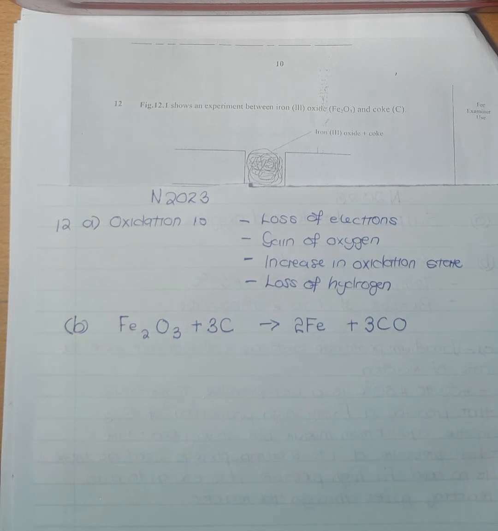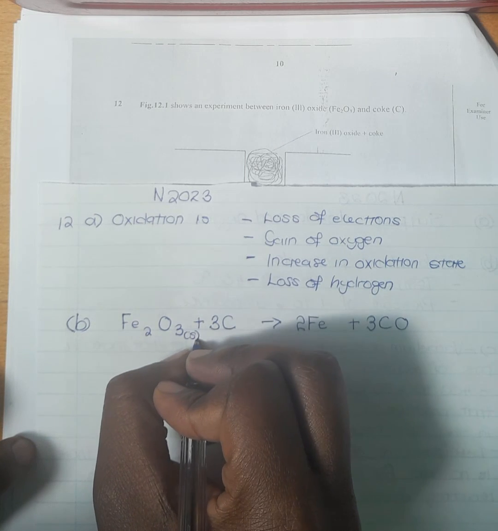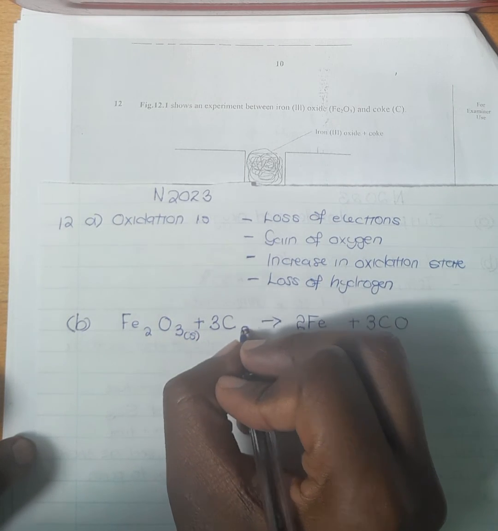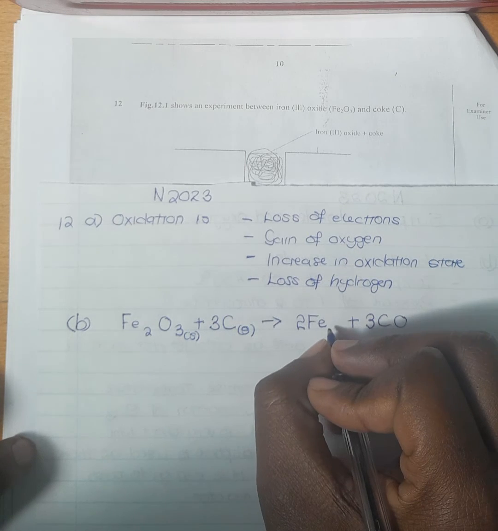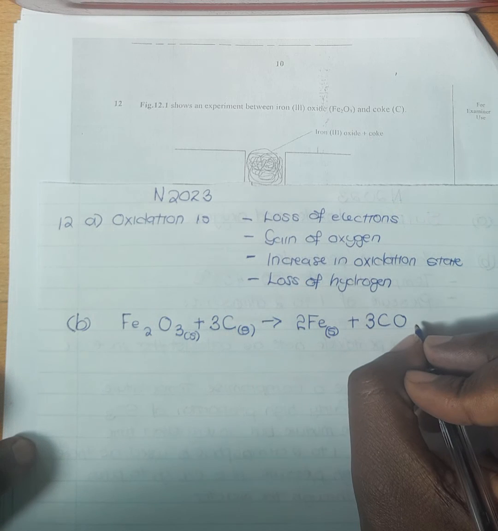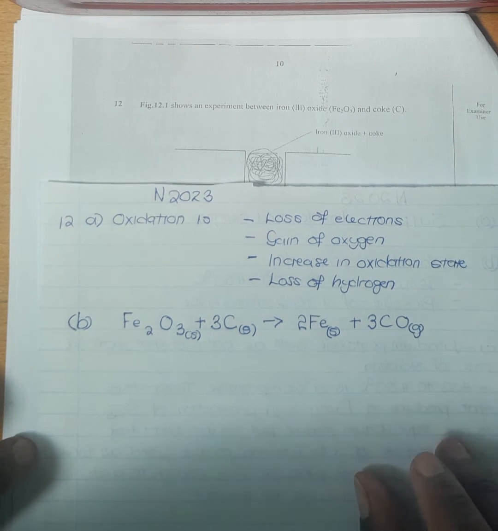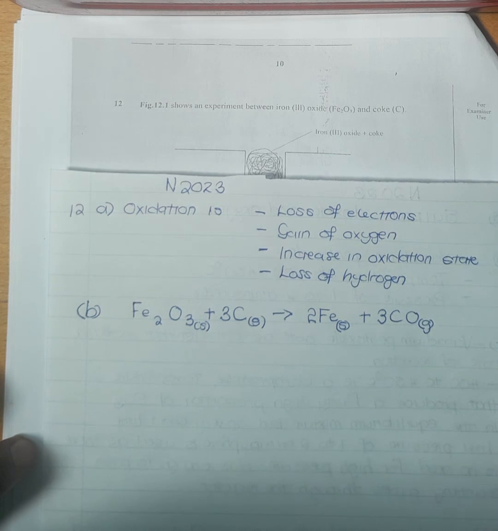So the iron oxide is going to be in solid state, whilst coke is in solid state, and then iron that is going to be formed is in solid state again, and carbon monoxide is gas. So you need to mention all this in order to get your 3 marks.